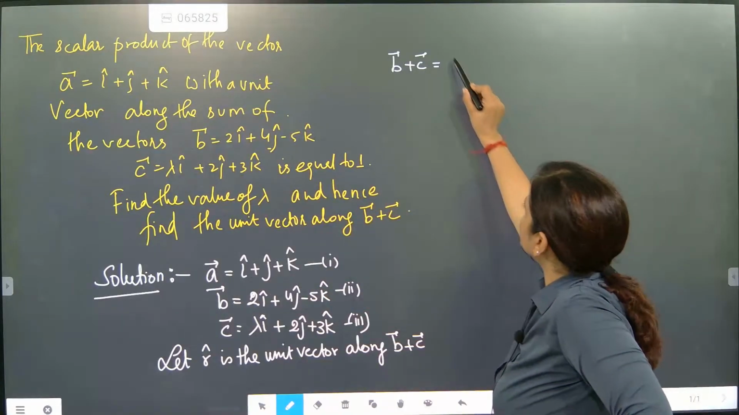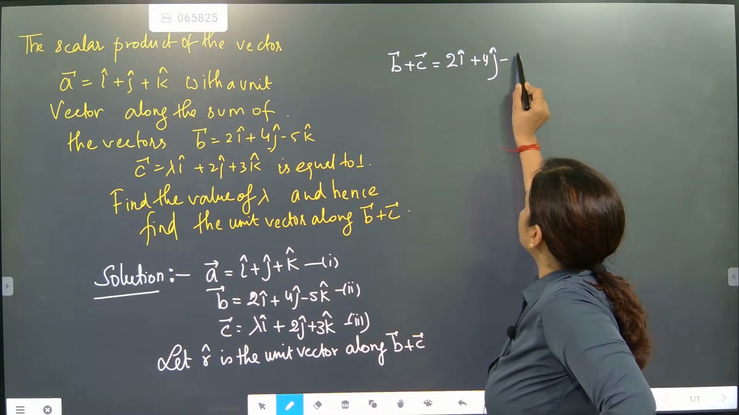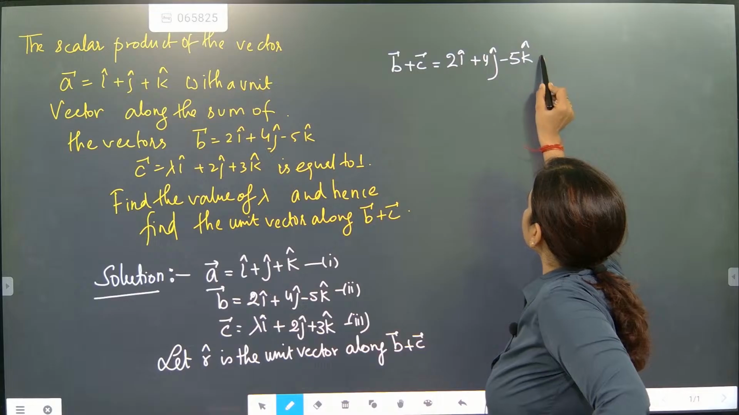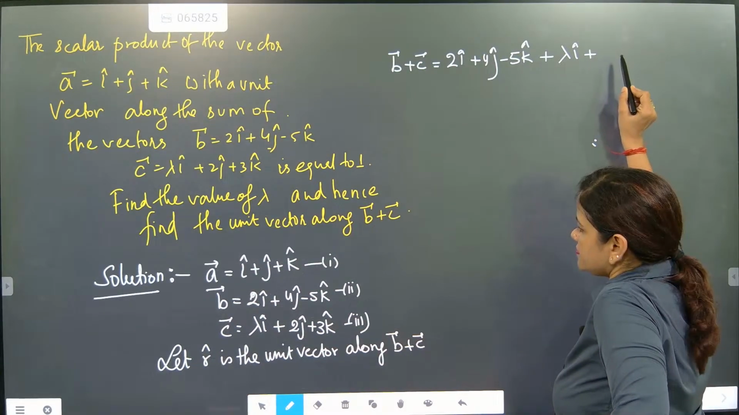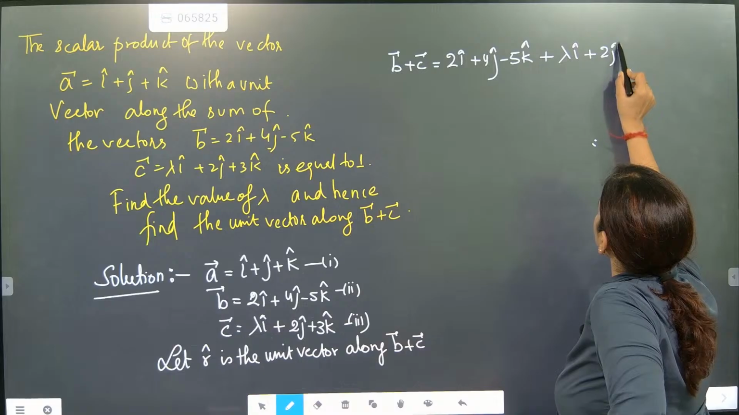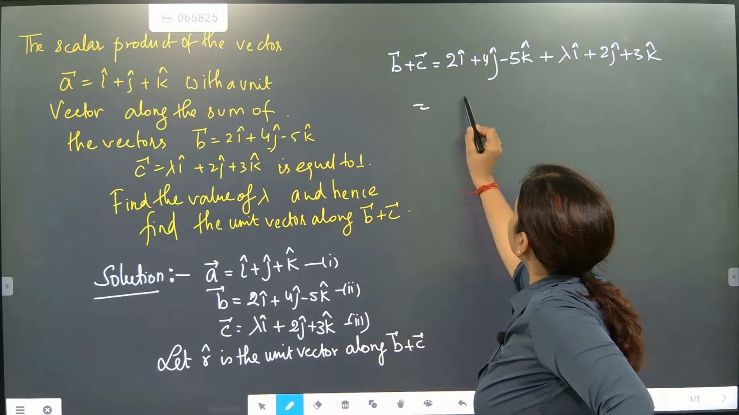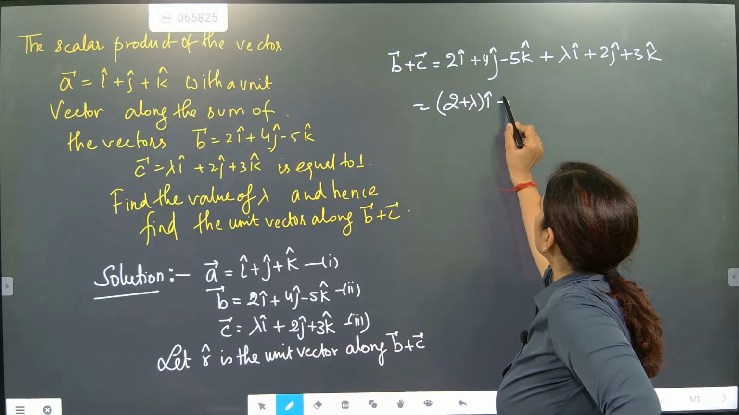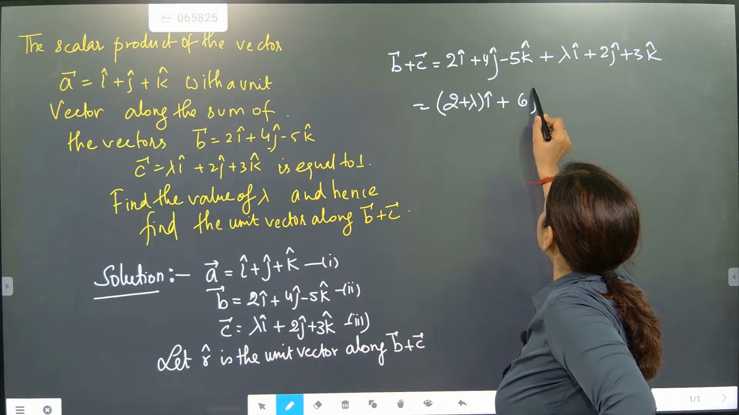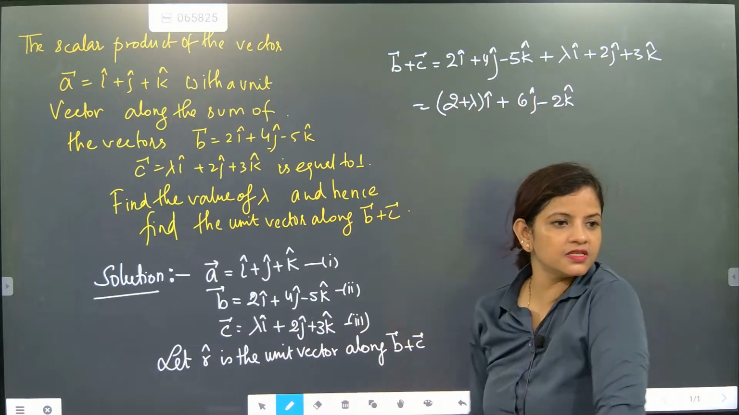What is b vector plus c vector? 2i plus 4j minus 5k plus c vector, which is lambda i plus 2j plus 3k. So how much is it coming, beta? It is coming (2 plus lambda)i plus 6j minus 2k. So this is b vector plus c vector.